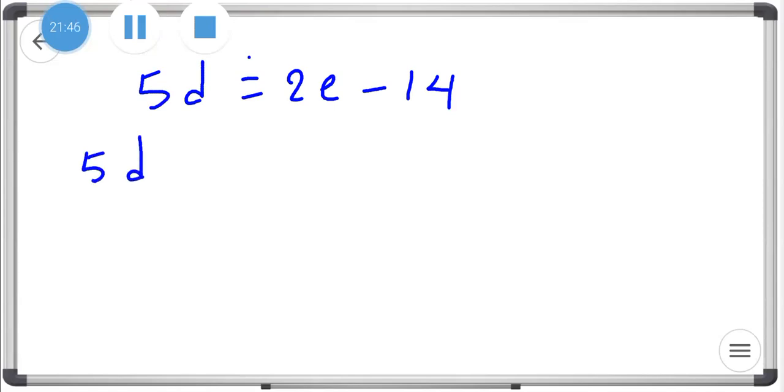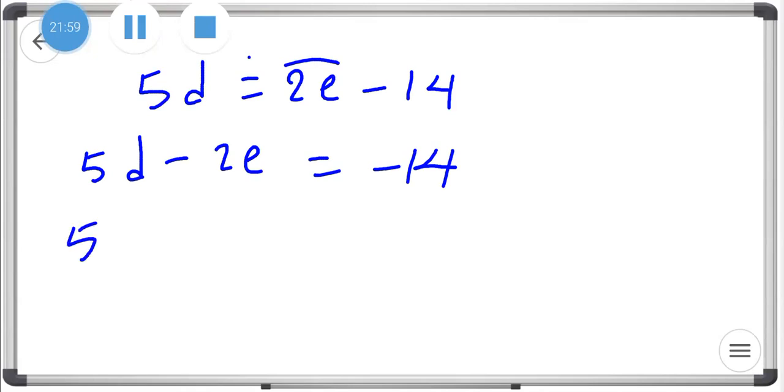Now, the original equation given to us was 5D equals 2E minus 14. Take note, from here we can collect the like terms. So from here we can have 5D. Let's take 2E to the other side. That will give us 5D minus 2E equals minus 14. Now let's check.